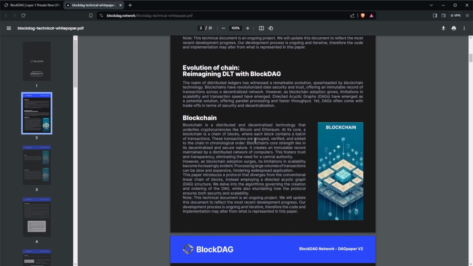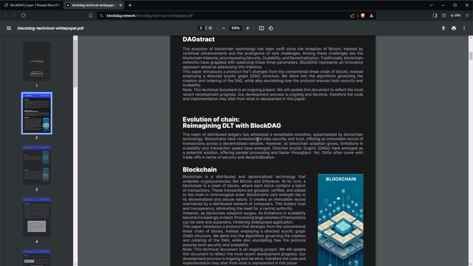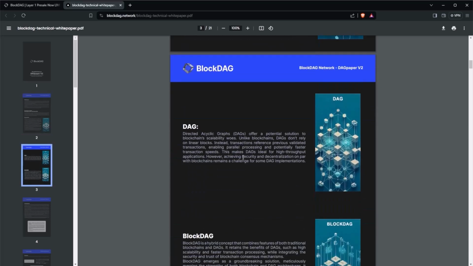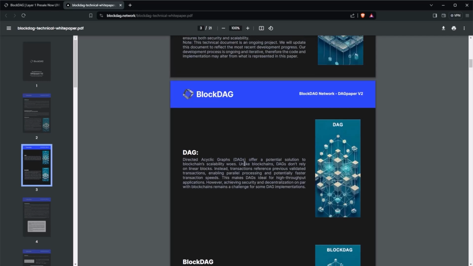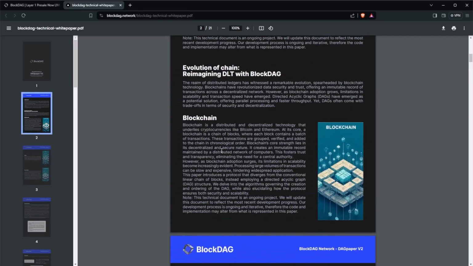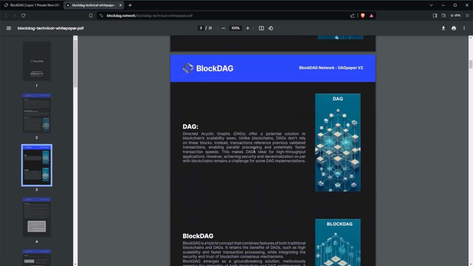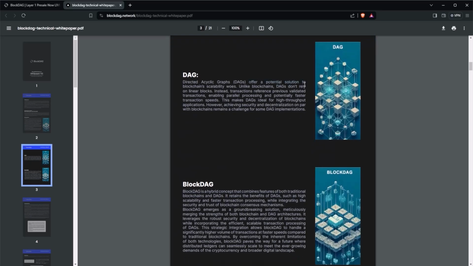So, of course, a traditional blockchain works with a series of linear blocks in a row. However, this has flaws during scalability and speed. This is where the DAG comes in. This is a potential solution to the blockchain scalability woes.